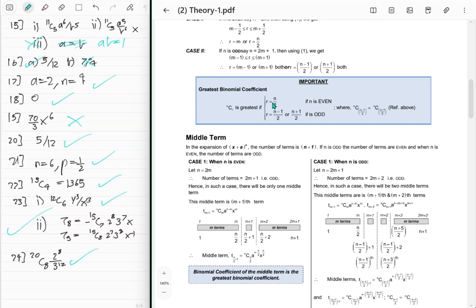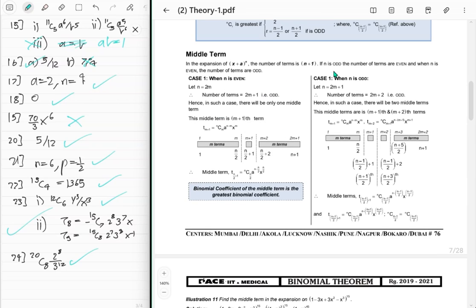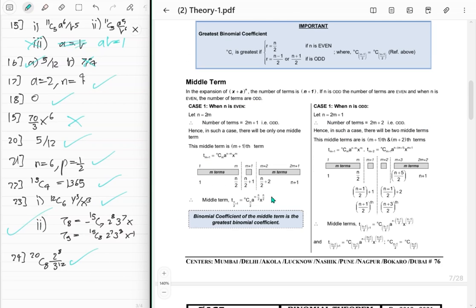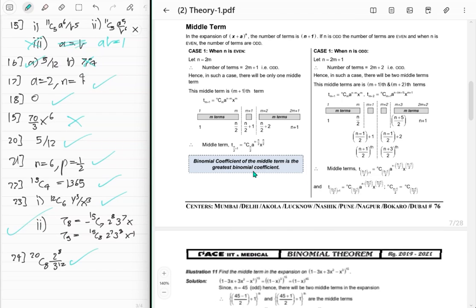Then you have this thing: the greatest binomial coefficient nCr is greatest if r is equal to n upon 2, or r is equal to (n minus 1) upon 2 or (n plus 1) upon 2 if n is odd. Okay, that's just for the normal nCr thing, but the actual coefficient thing is a little different. Why are they explaining this? They already put questions on this middle term concept, and then they are explaining this. Whatever.